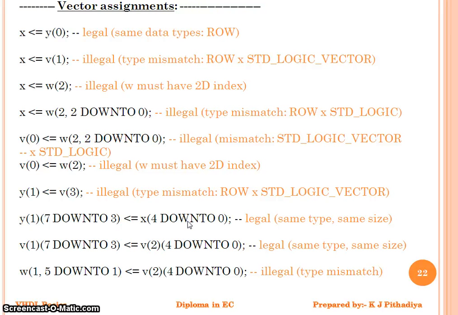So this is the perfect one, this is legal. Now next, v2 of 4 down to 0, 7 down to 3, that is also legal. Now next, 4 down to 0 and 5 down to 1, but this comma here, w1 comma, it must be a scalar value, it cannot be a vector, so this is illegal.